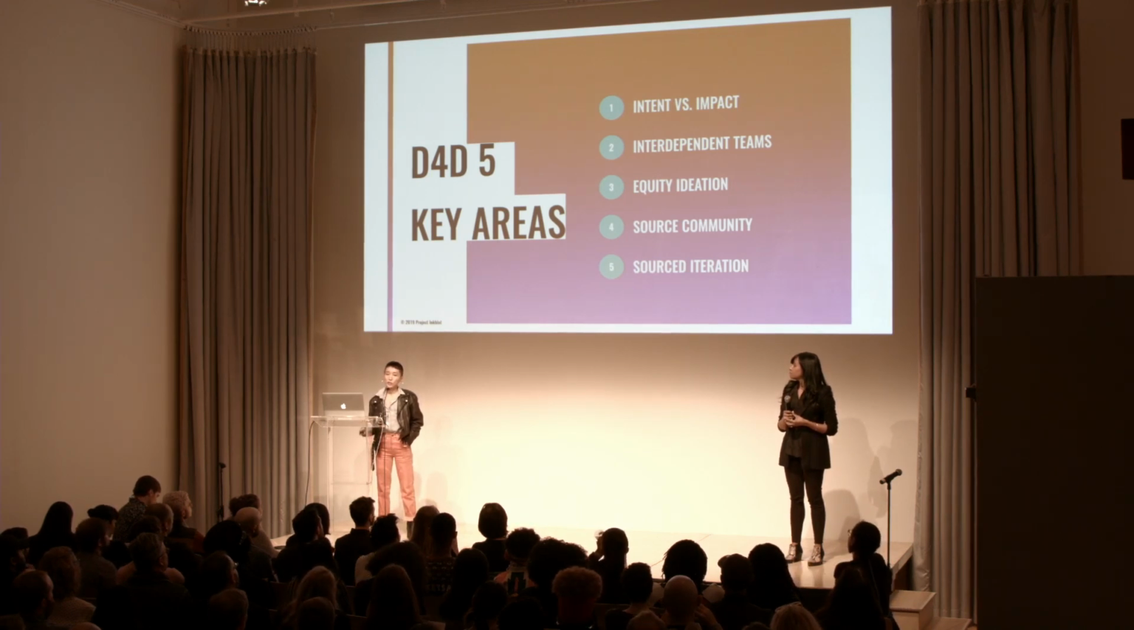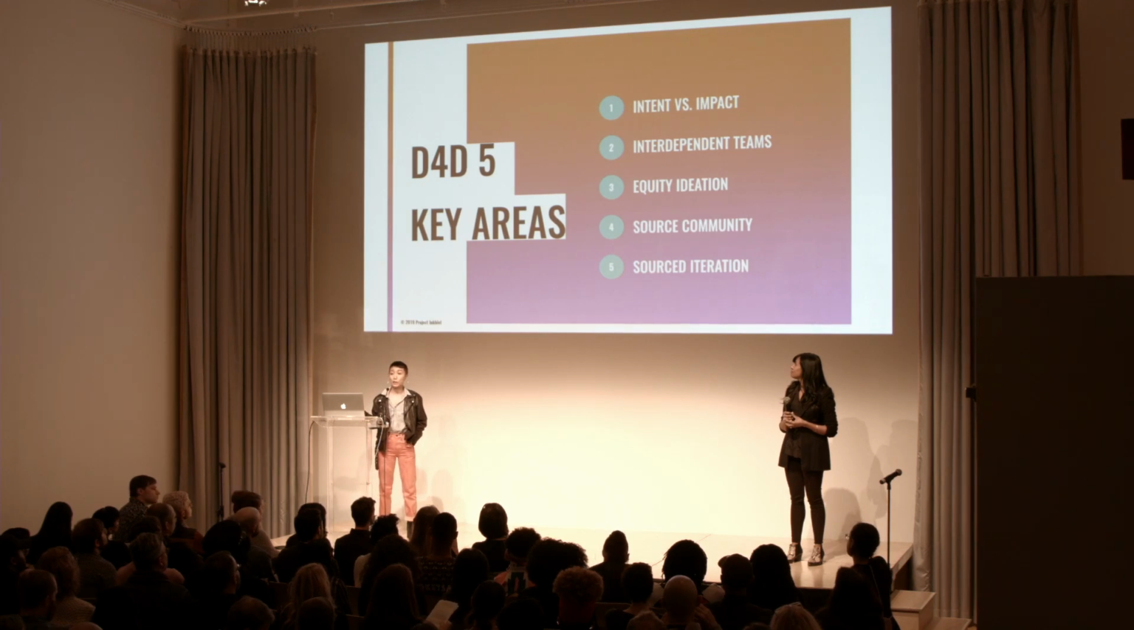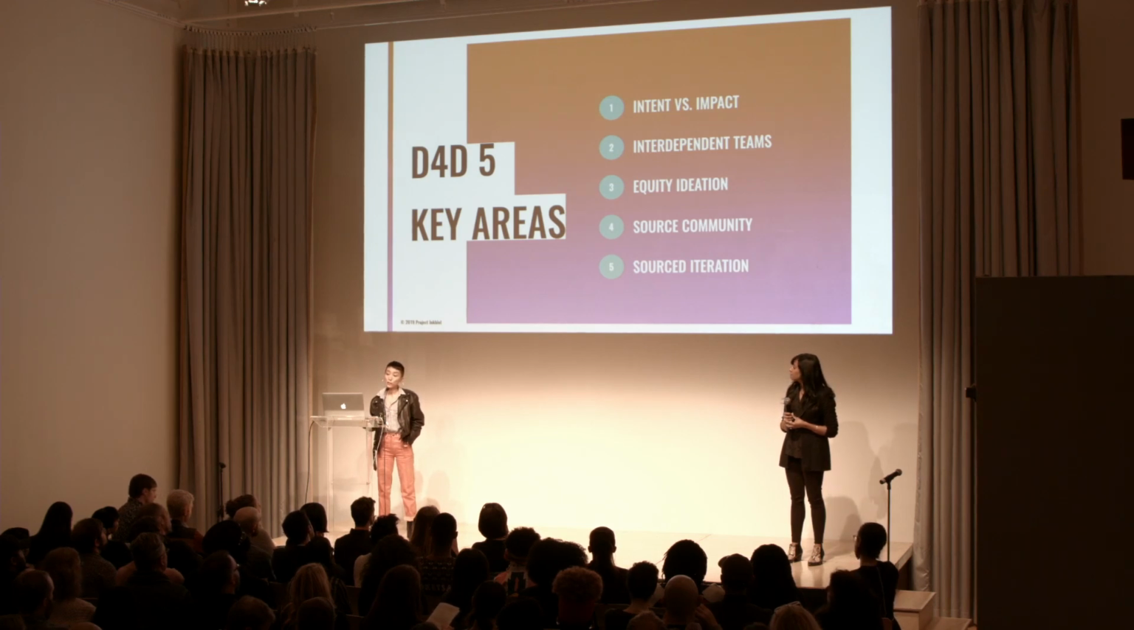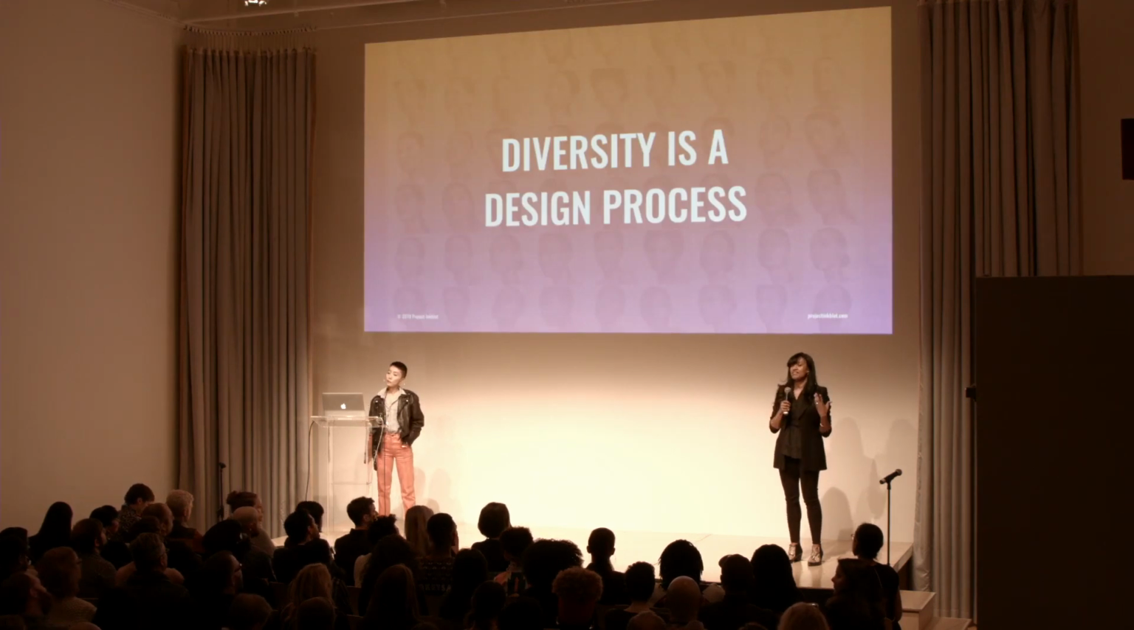Equity ideation centers equity at the very beginning of even the idea itself. And source community talks about the people who you're trying to reach and the people who you didn't even think about who might interact with or be impacted by your service and product. And lastly, source iteration is the process of improving your product informed by the source community, the people that you're trying to reach.